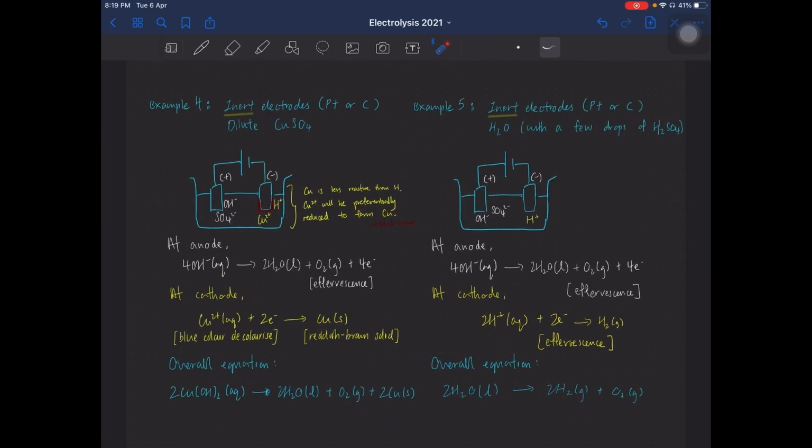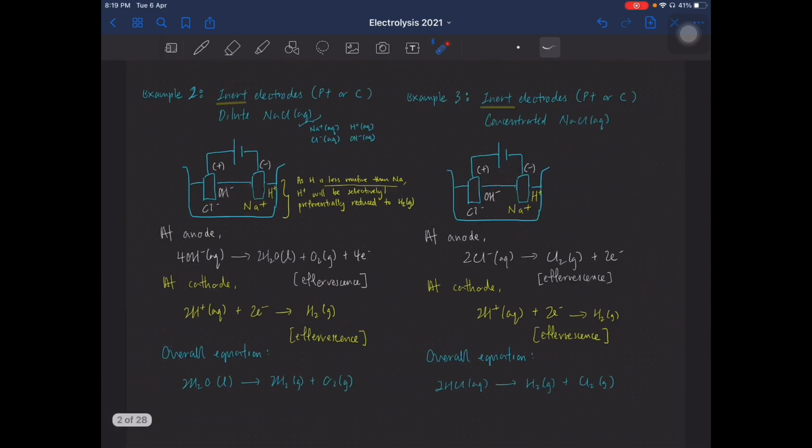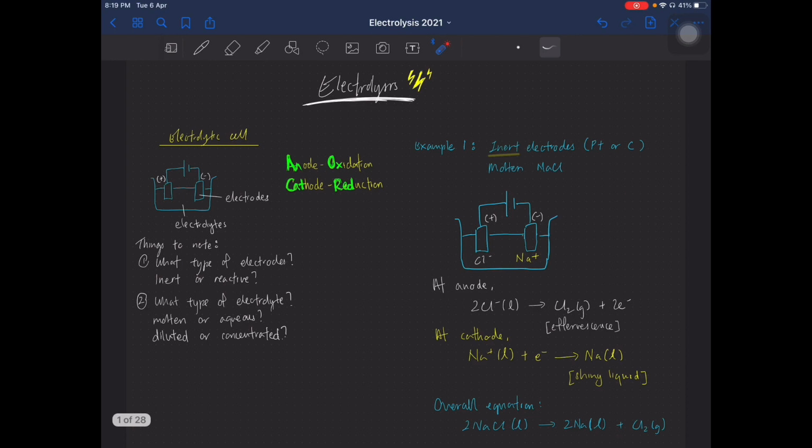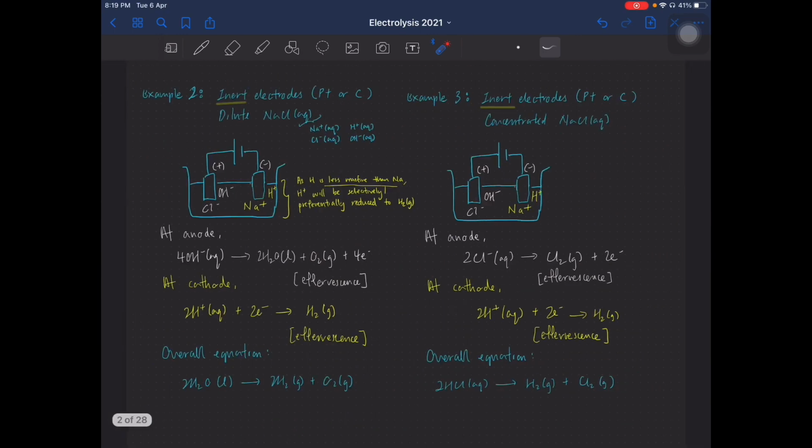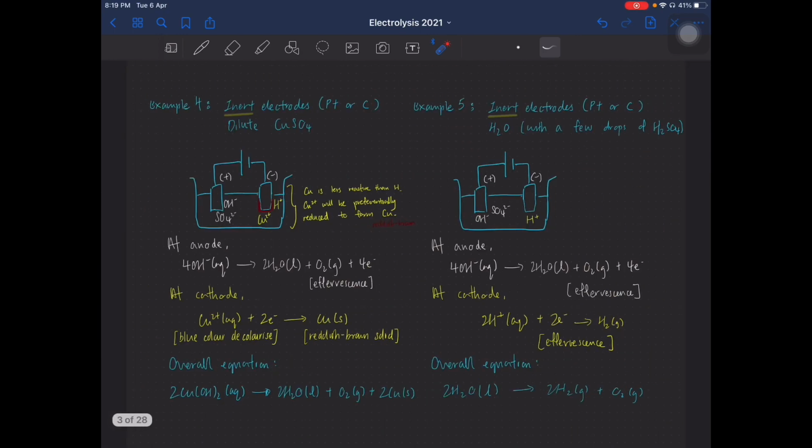Now with that, we have come to the end of this first video. Okay, I've gone through a total of 3 different examples of what could happen if you are looking at inert electrodes. Now in the second video, we'll be taking a look at what if the electrodes are now reactive.